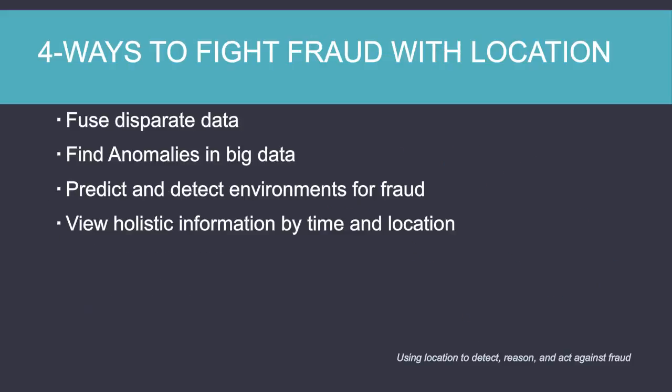So there are 4 ways that the government is starting to do this. These 4 ways are really based on a new strategy that is turning this around and making a difference to fight fraud and drive efficient government. These 4 ways are: fuse disparate data sets together, help communication and collaboration happen with all this different information, find anomalies in big data, predict and detect environments for fraud, and finally, view holistic information by time and location. All 4 ways are based on location. So let's go through one of these right now.